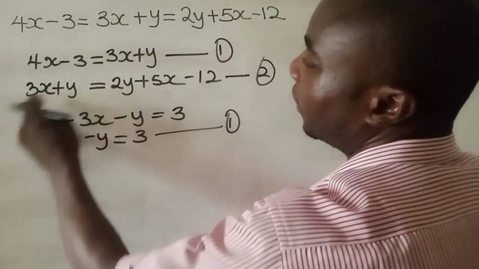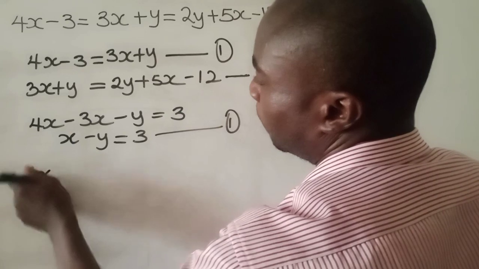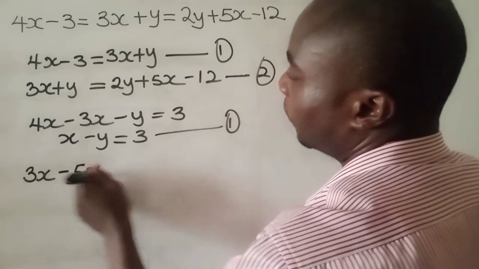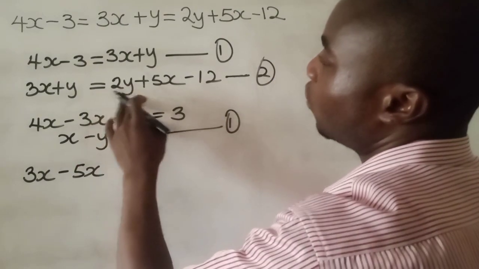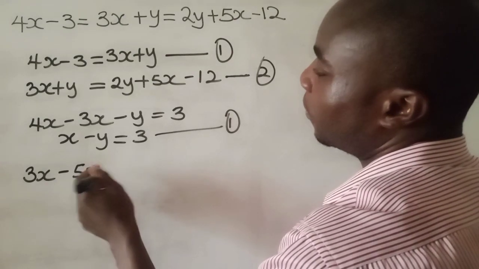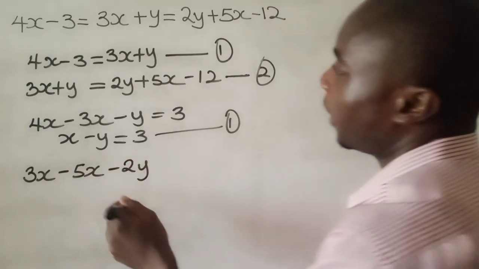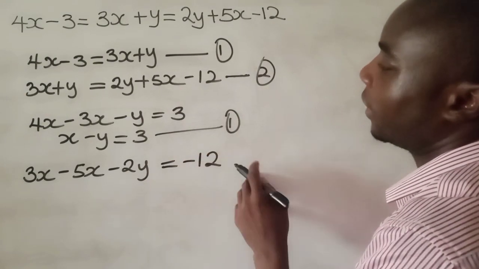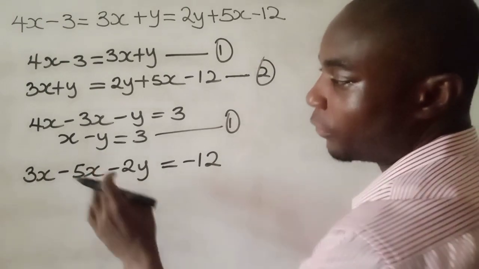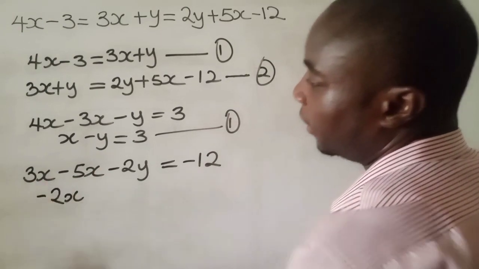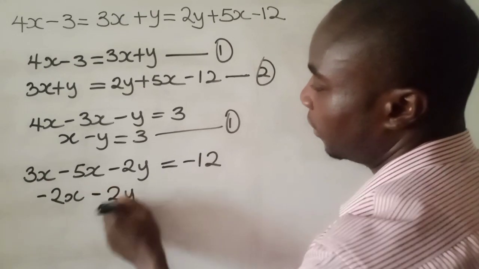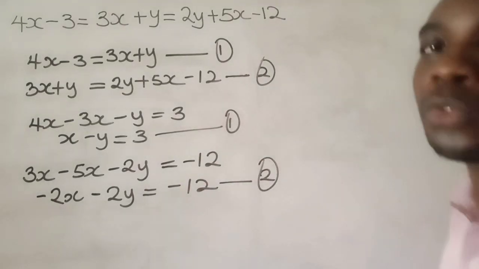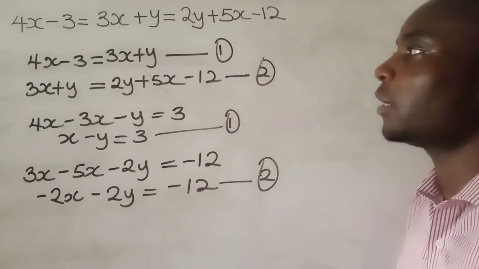So we're going to have 3x here, plus 5x crosses over and becomes minus 5x. Then plus 2y crosses over the equality sign and becomes minus 2y. And that's equal to minus 12. So 3x minus 5x gives us minus 2x, then minus 2y is equal to minus 12. That's our equation 2. The next thing we're going to do now is to combine equation 1 and 2.